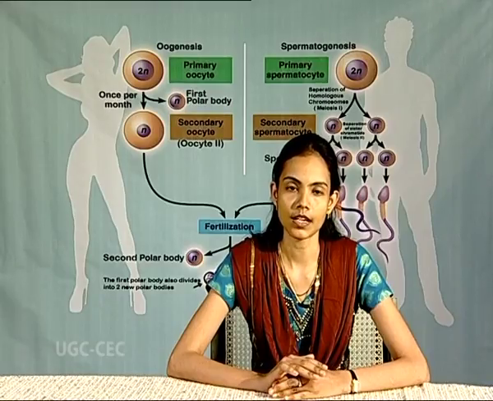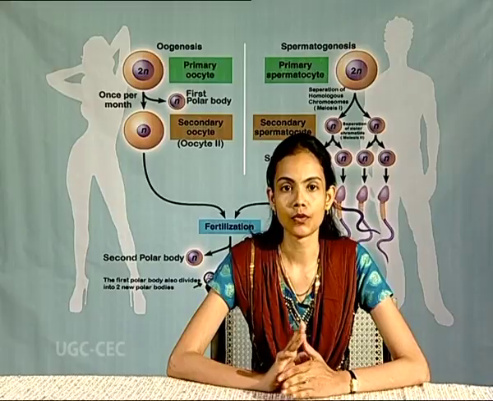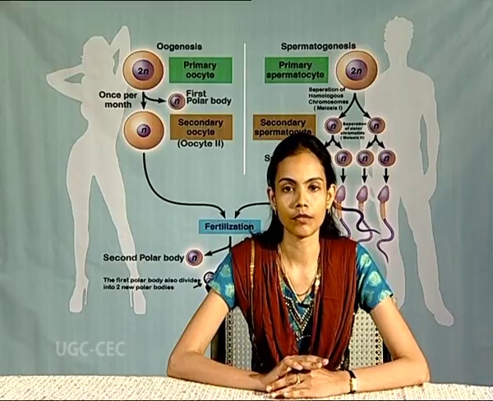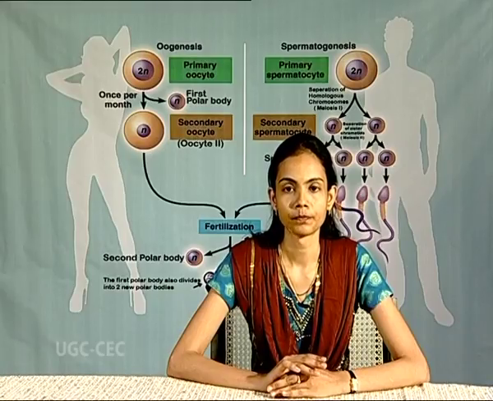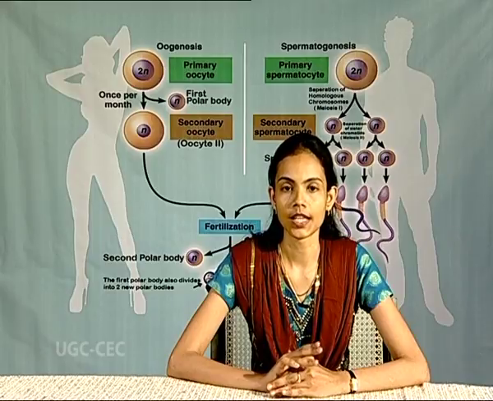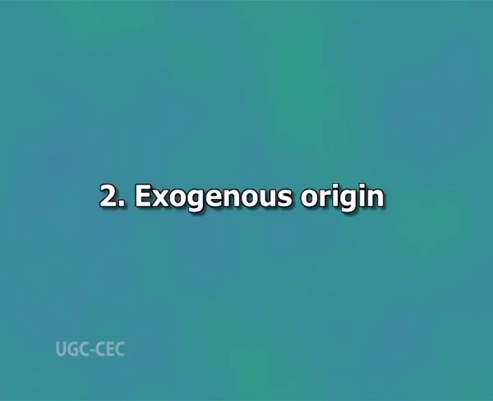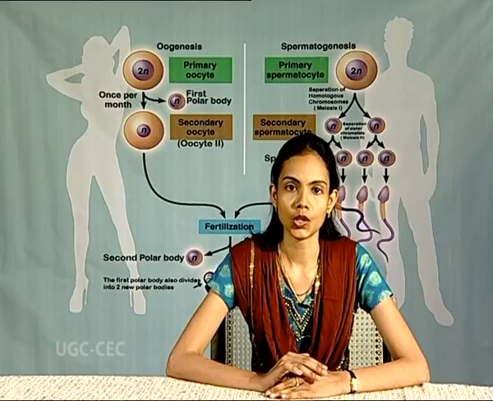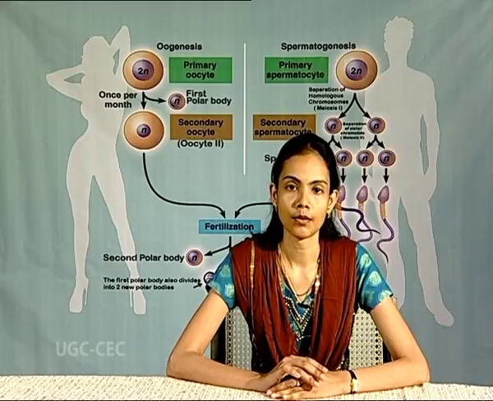The origin of yolk. At first, when an oocyte starts developing, it does not contain any nutrient. There are two views regarding the place of the origin of yolk. In situ origin. In the oocyte cytoplasm, a very small amount of yolk is synthesized. Example, invertebrate eggs. Exogenous origin. A main part of the yolk is synthesized outside the oocyte. In insects, it is synthesized in the fat body, while in vertebrates, it is synthesized in the liver.